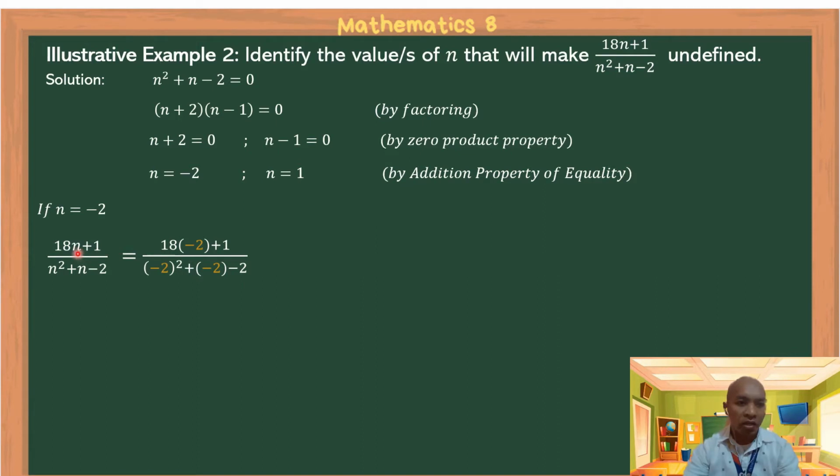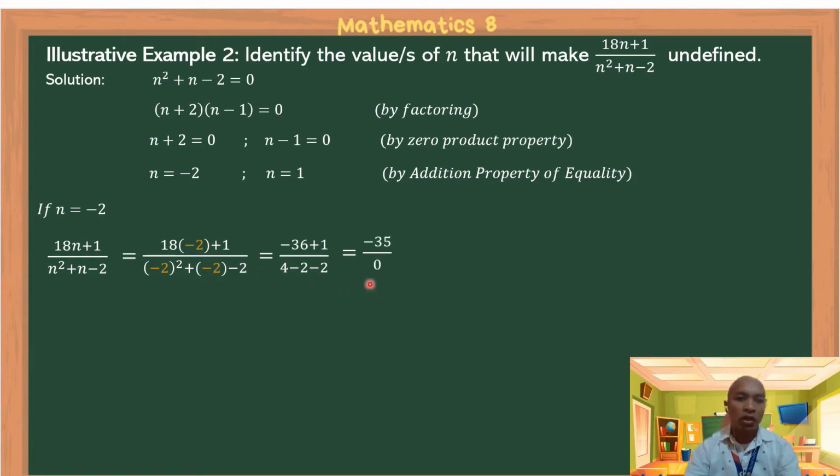So n here, instead of writing n, change it to negative 2, and n squared becomes negative 2 minus 2. And simplify. So 18 times negative 2 is negative 36, then plus 1. Then all over negative 2 squared, negative 2 quantity squared is negative 2 times negative 2. That would be positive 4. Then positive times negative becomes negative 2, and we just copy negative 2.